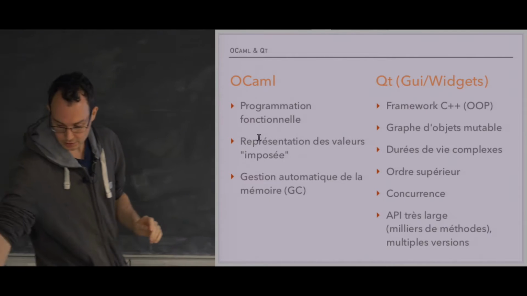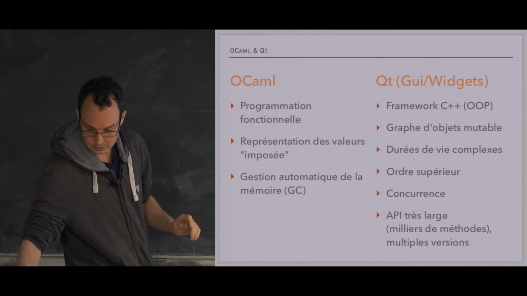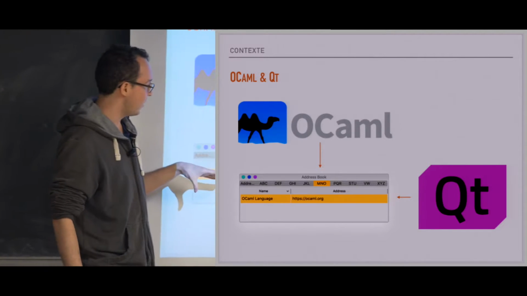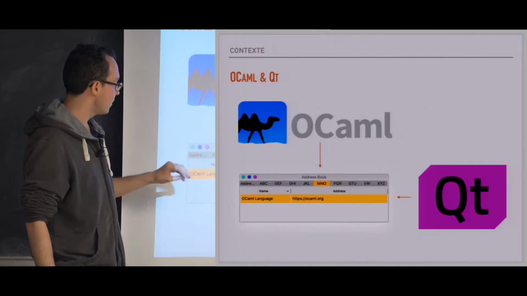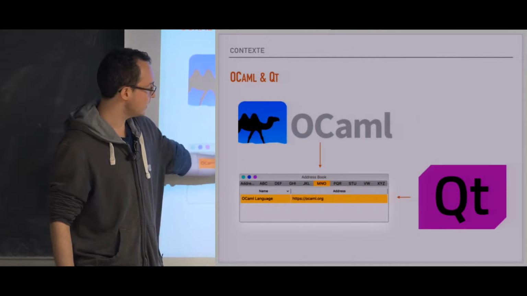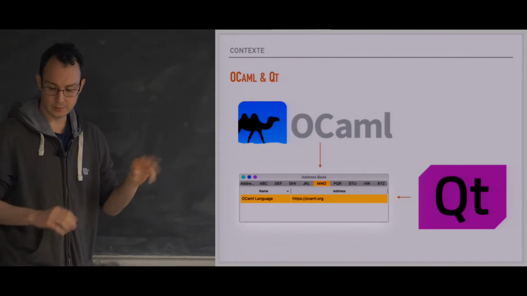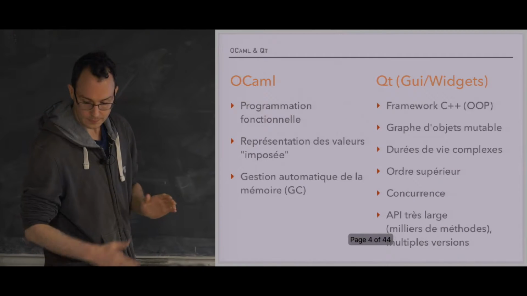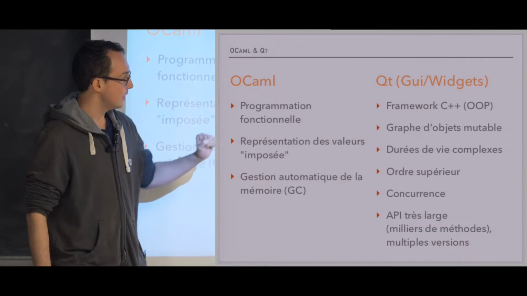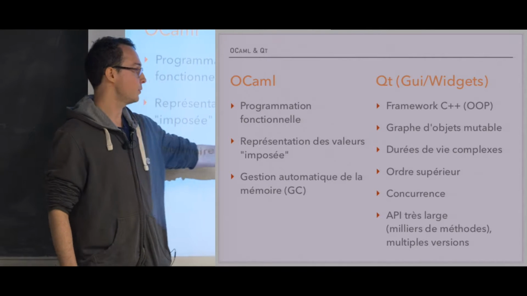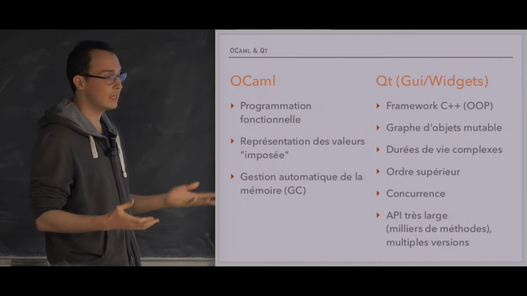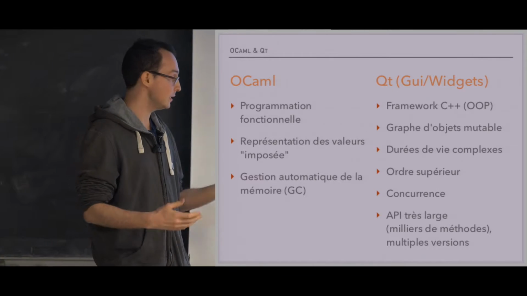If we look at the previous slide, this application will have one object for the window, one object for the table, one object for the various tabs here, and all these objects will be interconnected. This is how you define an application in Qt. It means that the lifetimes of these objects will be very complex. You cannot compute them statically. Depending on what happens at runtime, some objects might be released or not.